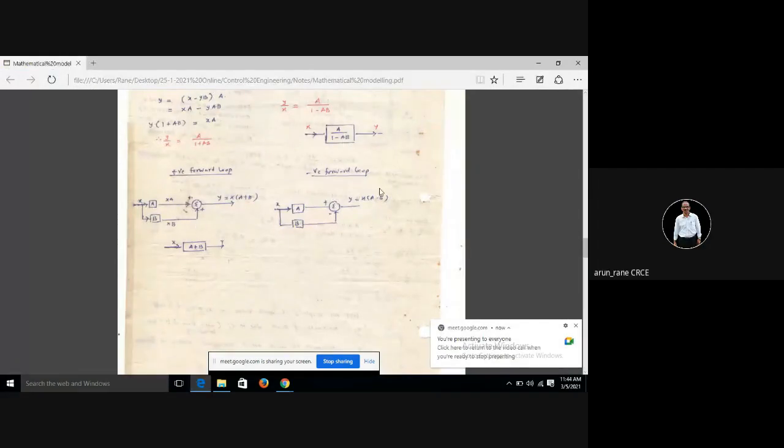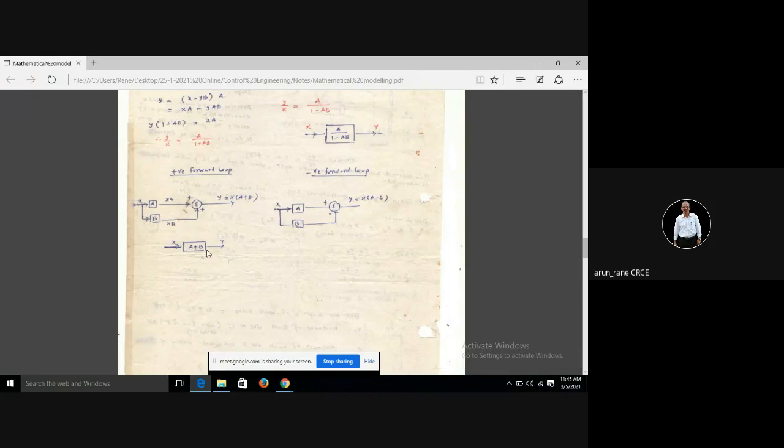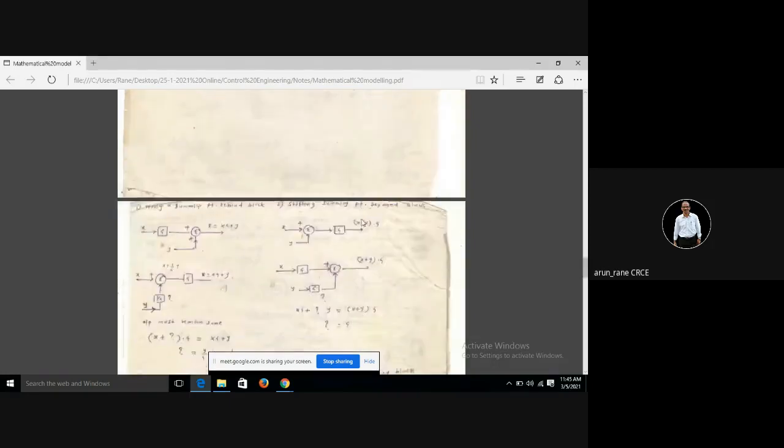Now positive forward loop and negative again rewritten here, well written. So this is your negative forward loop, your positive. So finally, how to write this? How to combine this whole diagram like this? X is the input signal. This is my transfer function of the entire system, and here y. So y is equal to x into bracket a plus b, and similarly here पे y is equal to x into bracket a minus b. Okay, sir.